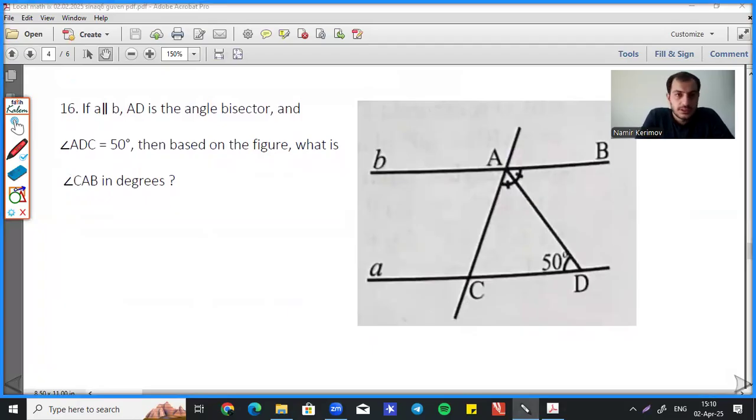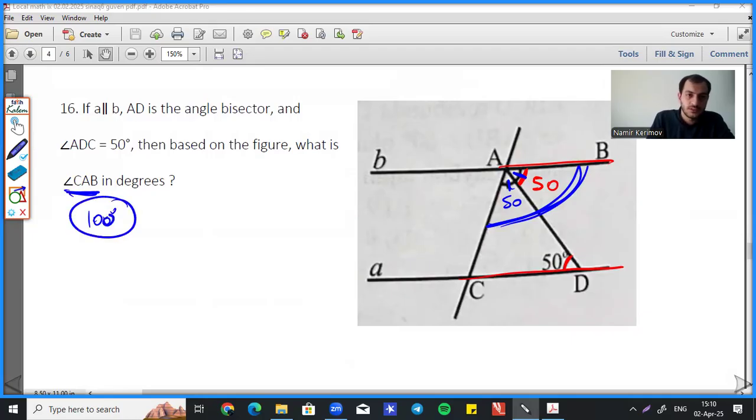As you know, after 16, you'll see open questions. In that question, again, as we said in the previous one, for the parallel lines, these two angles are alternate angles and their measures are the same. And if they are the same, we can say it's 50. So the angle measures of CAB should be 100, 50 and 50. So the answer is 100.